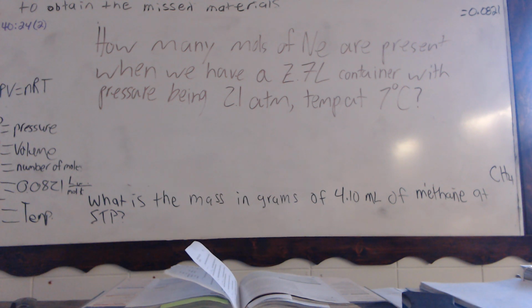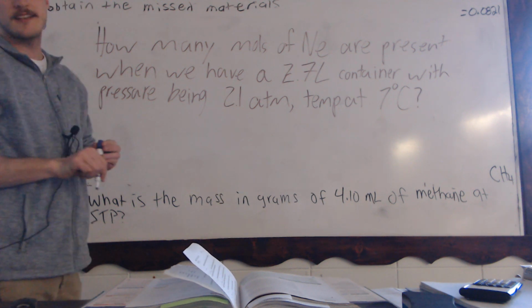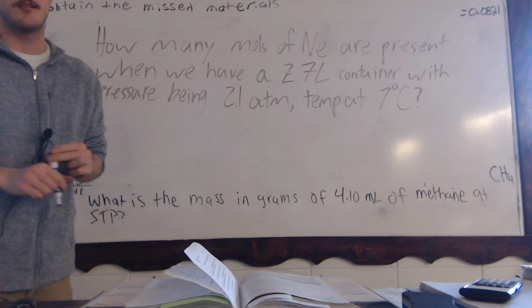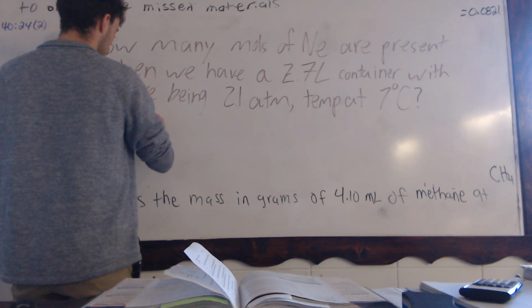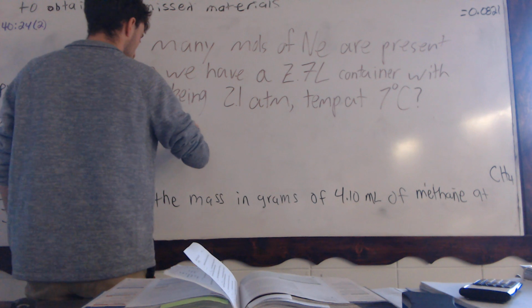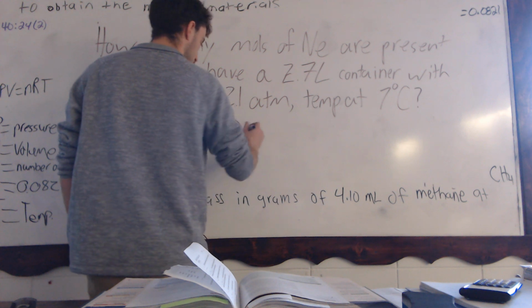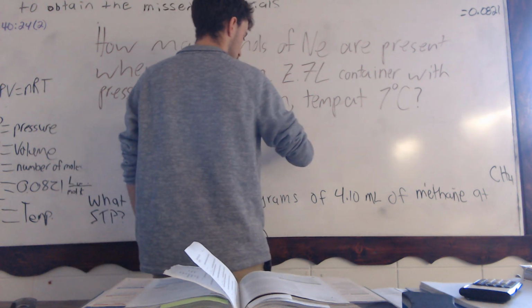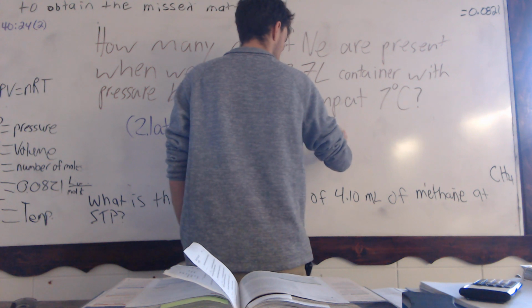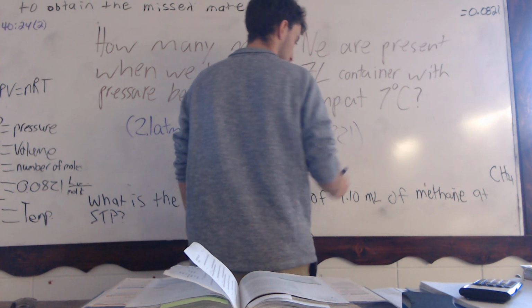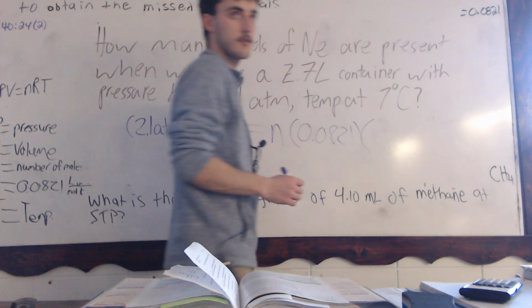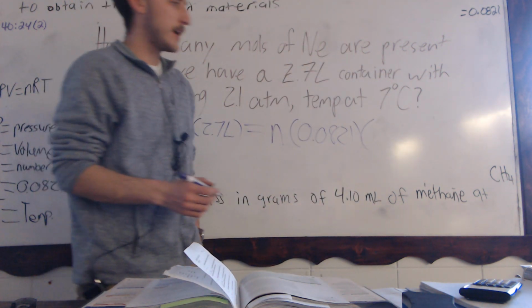All right, you guys ready if I start it? Okay. All right, so help me fill this out. Pressure is 2.1. Volume is 2.7. R is 0.0821. And temperature is 280.